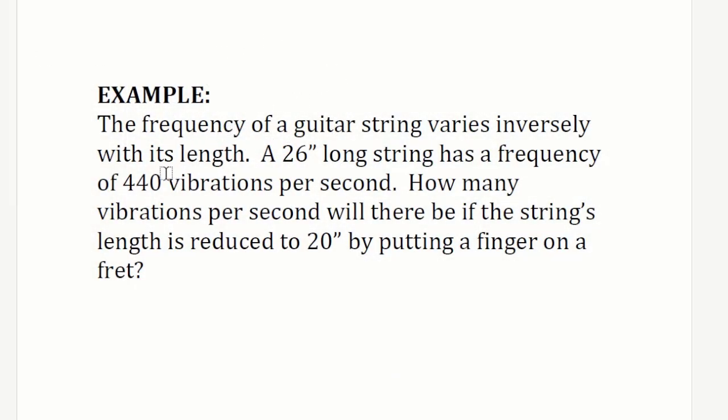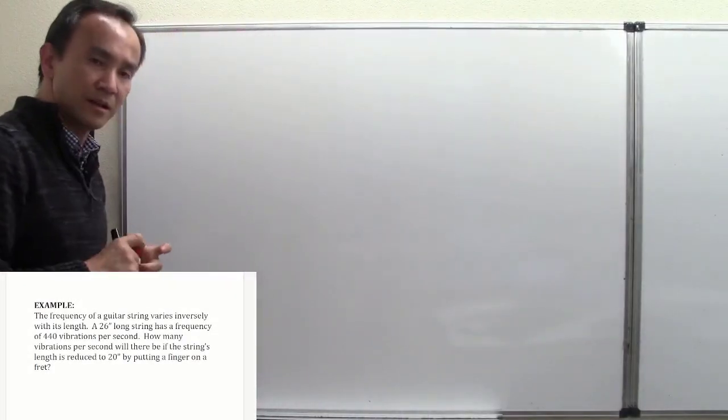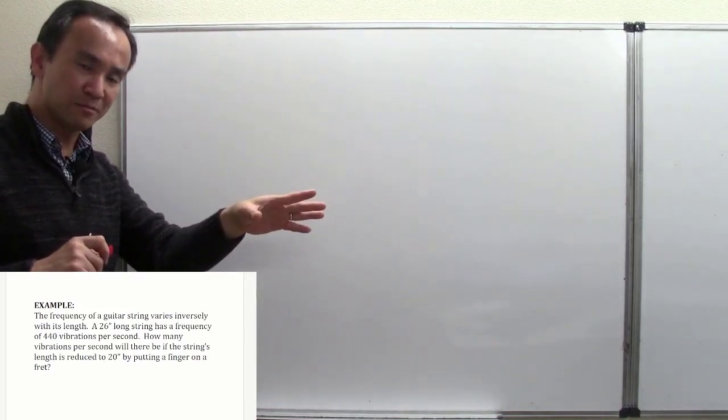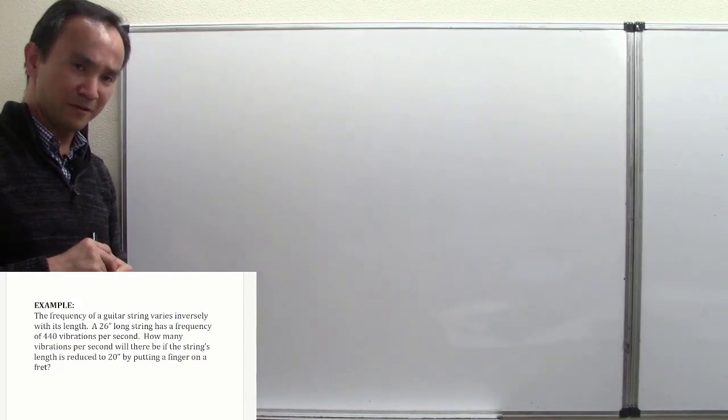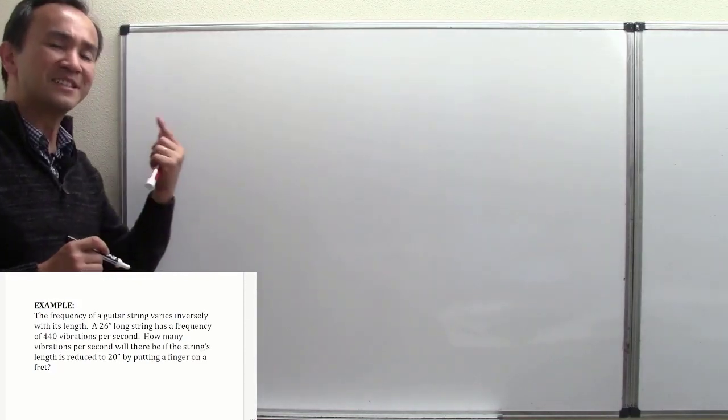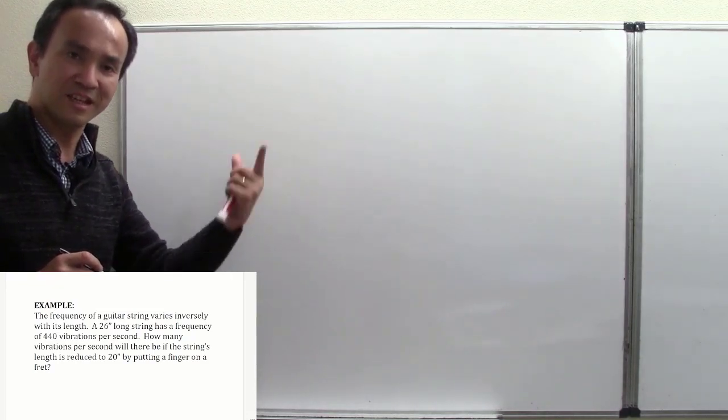All right, so now on my computer screen right here, allow me to bring up an example. So in this example, let's read it out loud right here. The frequency of a guitar string varies inversely with its length. A 26 inches long string has a frequency of 440 vibrations per second. How many vibrations per second will there be if the string's length is reduced to 20 inches by putting a finger on a fret? All right, so now allow me to leave the wording of the problem at the corner of my computer screen right here. All right, but let's now identify the variables being involved in our problem right here.